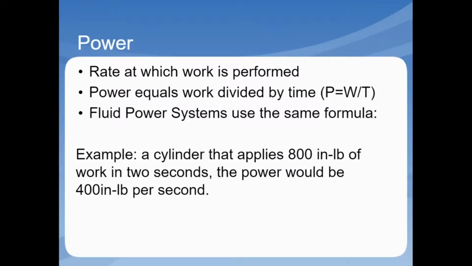So in fluid power systems, for a cylinder that applies 800 inch-pounds of work in 2 seconds, the power would be 400 inch-pounds per second. You would take the 800 divided by 2 to get the 400 inch-pounds per second.